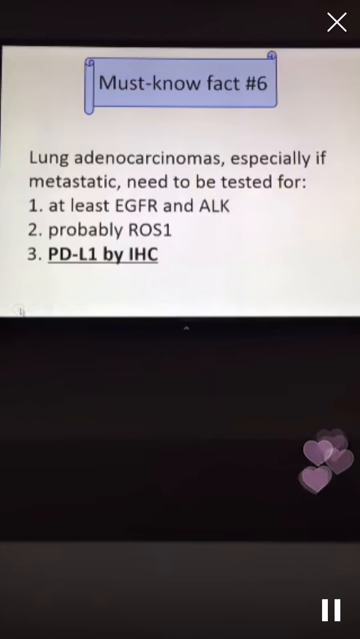So the first two are EGFR and ALK. Hopefully all of you have already heard of these, right? EGFR and ALK has become pretty much standard in the United States and elsewhere. We must test a lung cancer at least when it's metastatic.